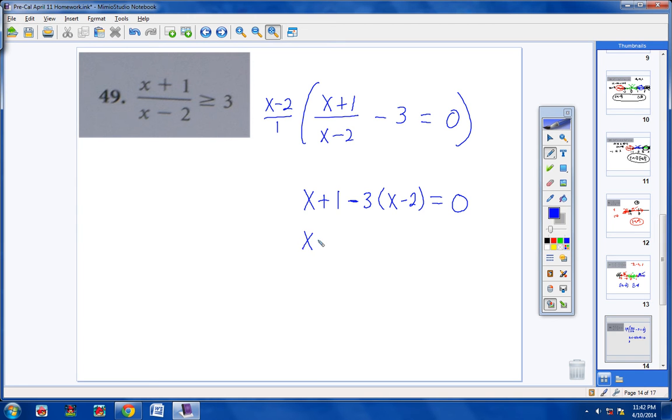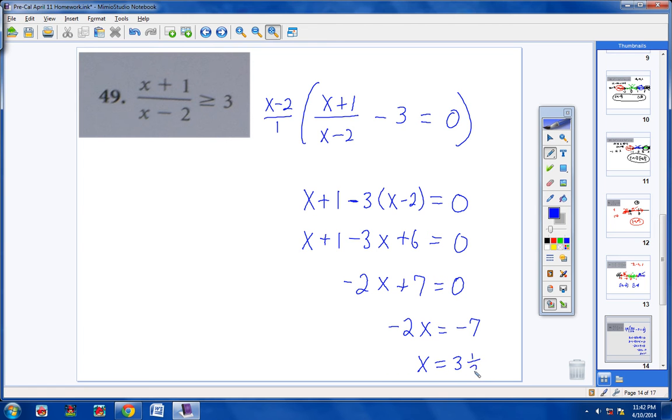Now it's pretty much a simple linear equation. Negative 3 times x is negative 3x. Negative 3 times negative 2 is a positive 6. And if you combine all of your like terms, you're left with negative 2x plus 7 equals 0. Now, bring your 7 over and make it a negative 7. Negative 2x equals negative 7. And now divide both sides by negative 2, and x equals a positive 7 over 2, which is the same thing as 3.5. Okay, so there's one critical value, 3.5.